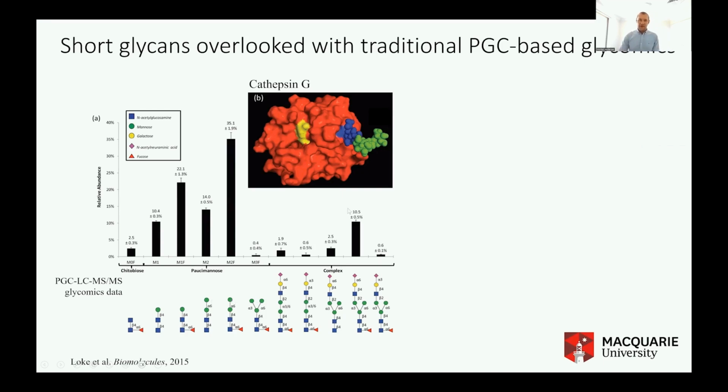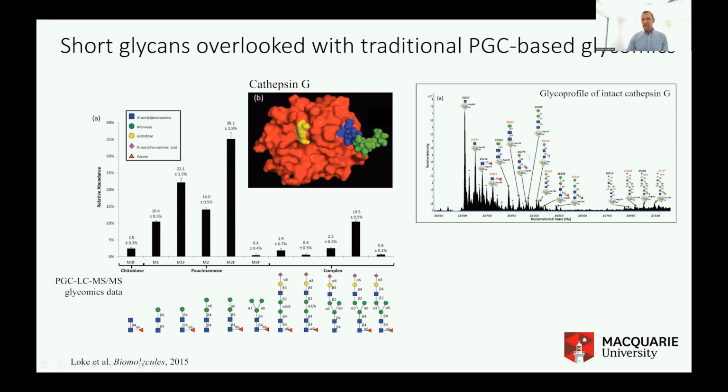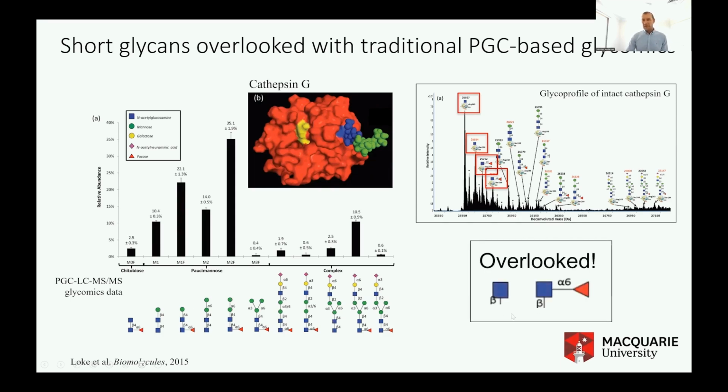But then doing a profile of intact cathepsin G, that is arguably a more accurate way of getting glycoprotein information, we saw this very high abundance of the ultra short glycans, both the GlcNAc and GlcNAc-fucose, that decorates this profile. Things that were totally overlooked with the PGC approach. Really meaning that we have overlooked these super short structures with PGC. And that's because PGC is not known to retain well, or at all, monosaccharides and disaccharides.